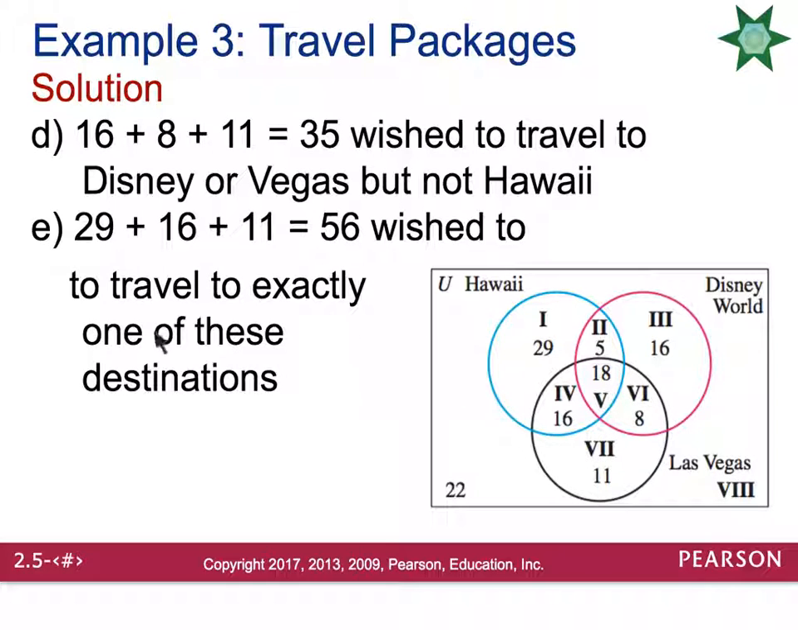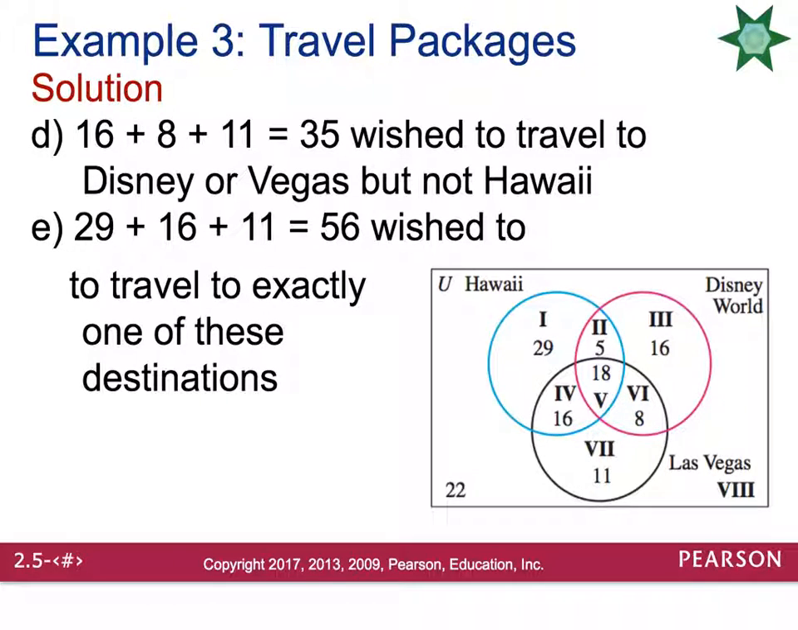And then how many wish to travel to exactly one of these destinations? That would be this region, they just want to go to Hawaii. This region 3, they just want to go to Disney. This region 7, they just want to go to Vegas. So exactly 1. This would be exactly 2, this would be exactly 2, that would be exactly 3. So we're going to add these: 29, 16 gives us 45, plus 11 gives us 56. Those are the 3 we add there.